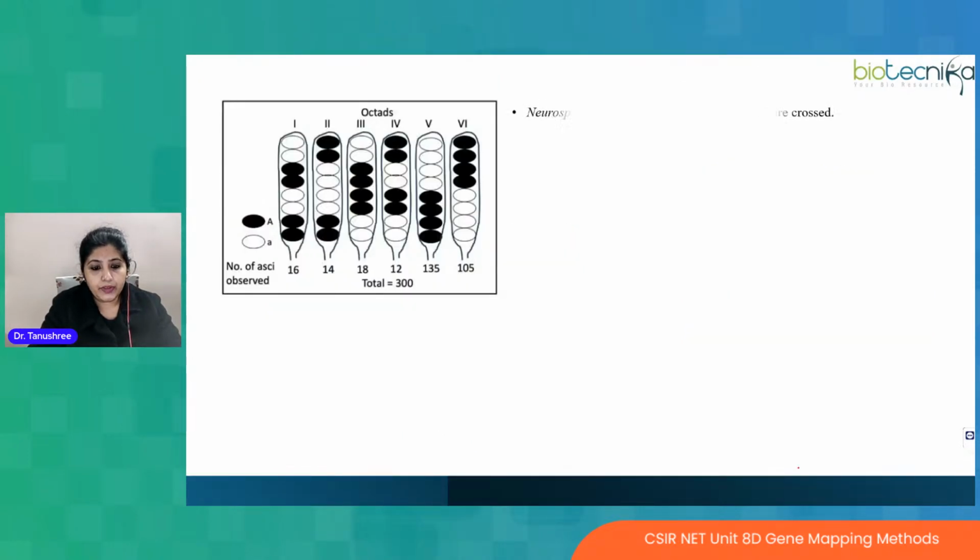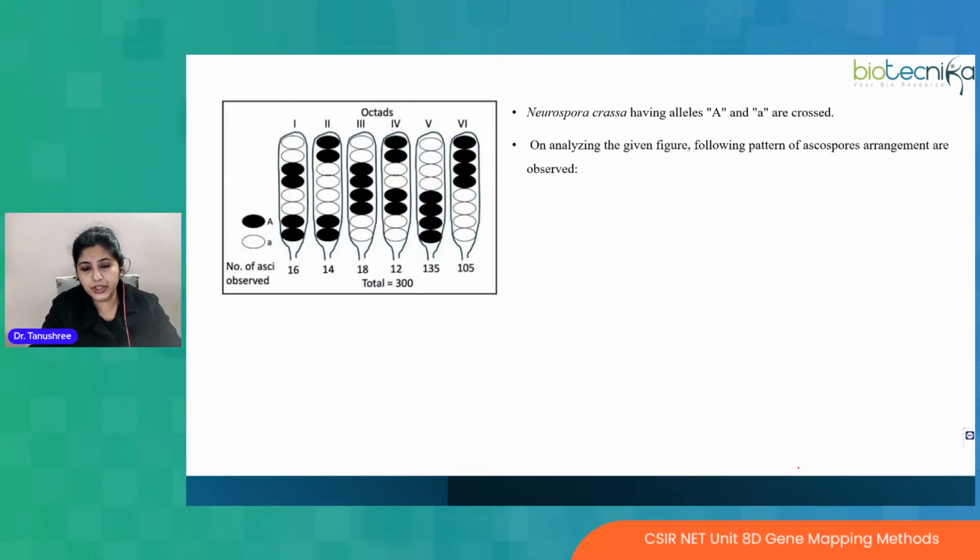Now we will recall what information is given. In the question, it is given that Neurospora crassa has two alleles, one represented with uppercase A and the other with lowercase a, and they are crossed. As I told you, when these two different cells fuse, we get a heterozygous condition, and then this nucleus will further undergo divisions, meiosis 1 followed by meiosis 2 and mitosis. So 8 ascospores will be formed.